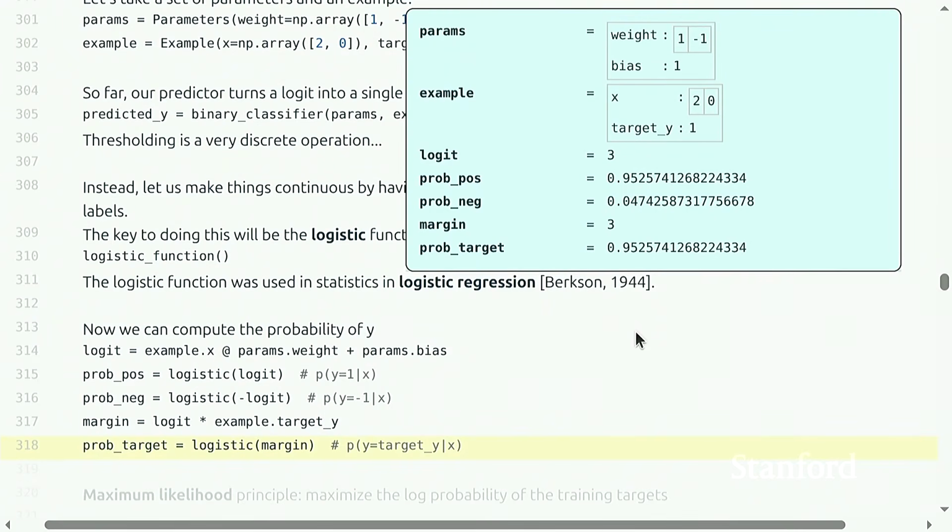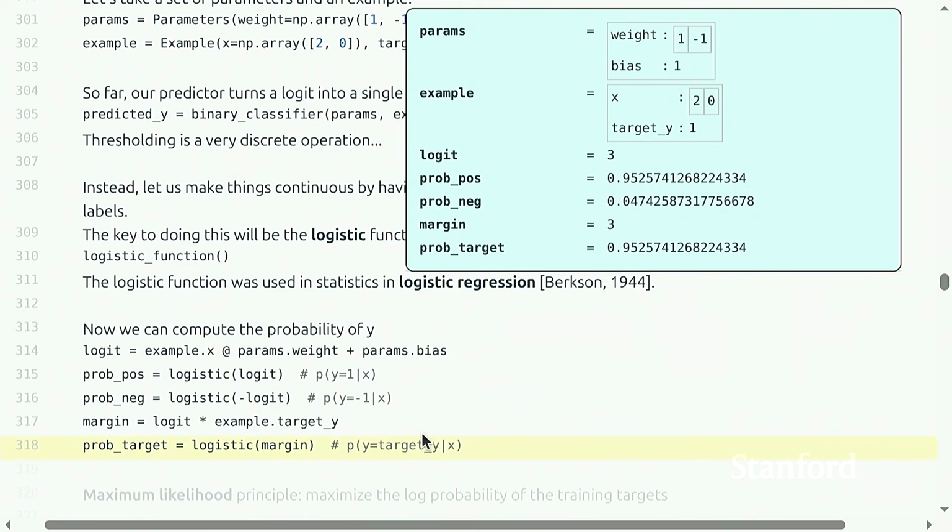Okay. So now I can come back to the margin. Margin, remember, is how correct I am. And if I look at the logistic function applied to the margin, I get the probability that I hit the target y. In this case, because the target is 1, that means probability of target is the probability of the positive label. So I have 0.95 probability of the target y.